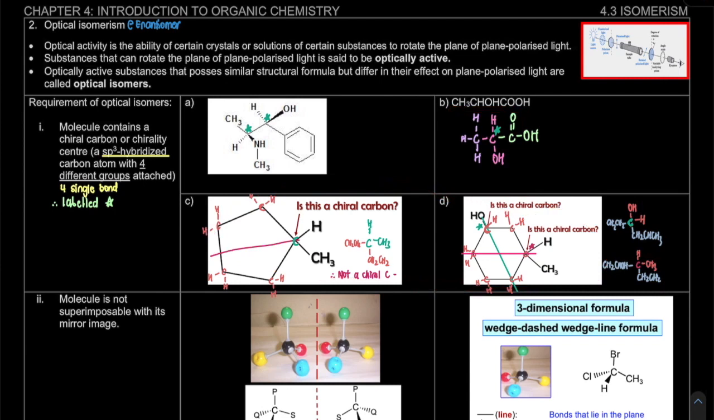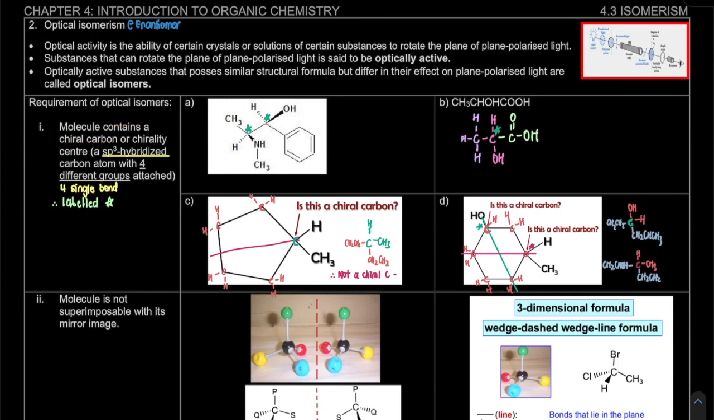A cyclic structure. For a cyclic structure, the hint is we have to draw a middle line, and then you have to draw out what shows the 4 different groups. Then check if it has 4 different groups, and then we have to label it with an asterisk. It means that the molecule contains a chiral carbon. So that is the first requirement.